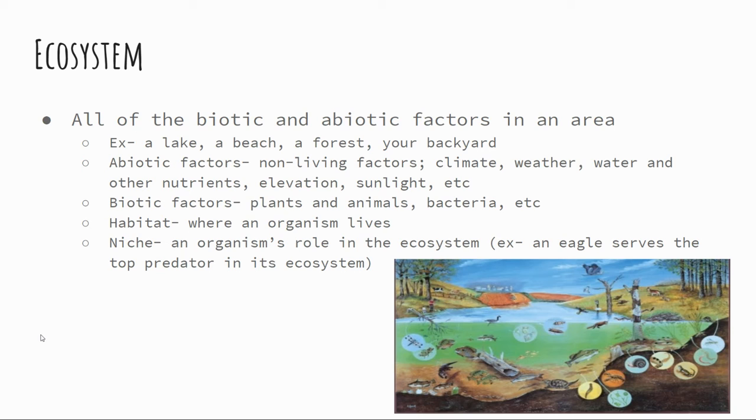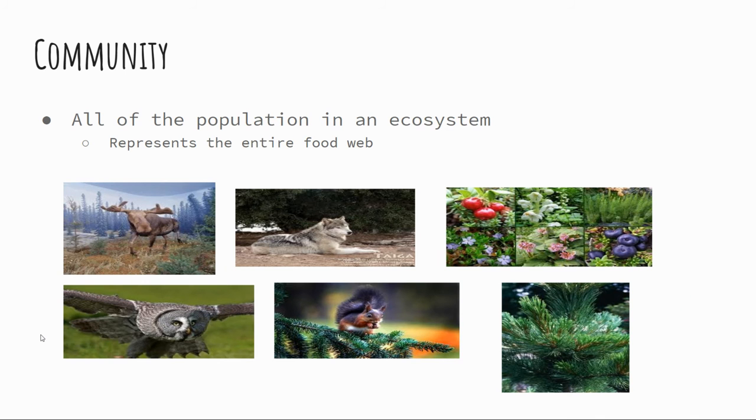And we've talked about that, especially with evolution and the extinction of dinosaurs and the evolution of mammals. We talked about that in Unit 8. So community is all of the populations in the ecosystem, and this is going to represent the entire food web.